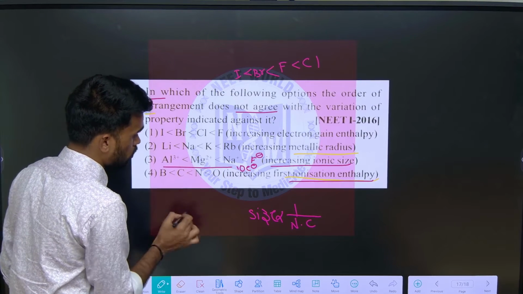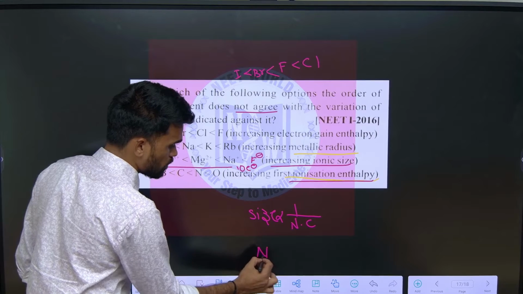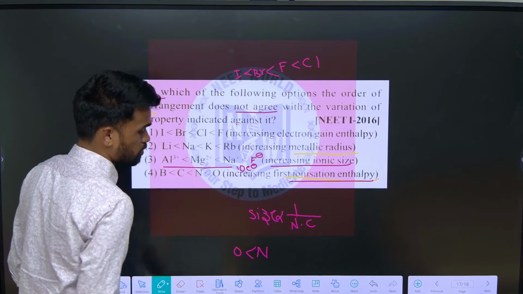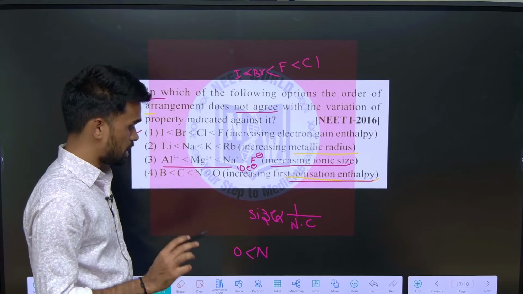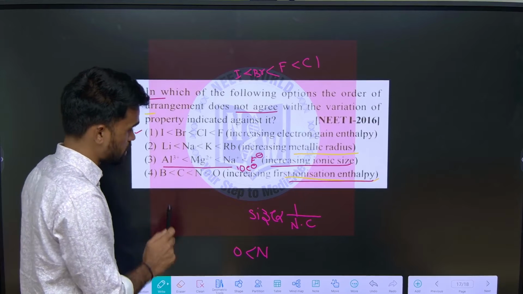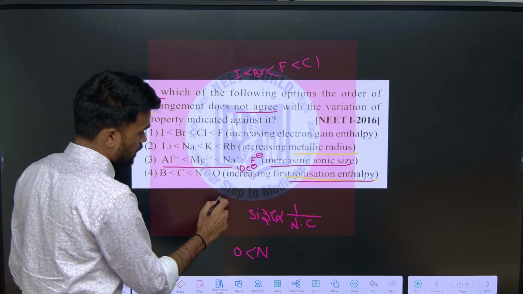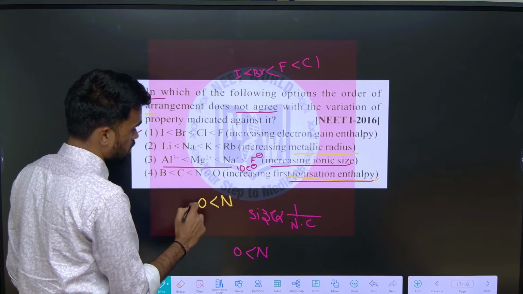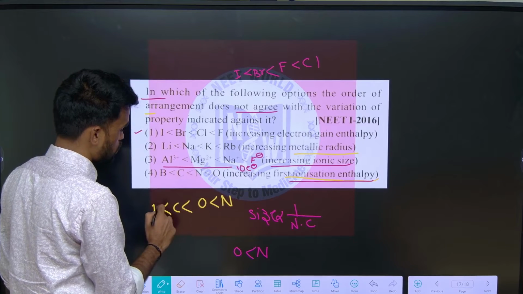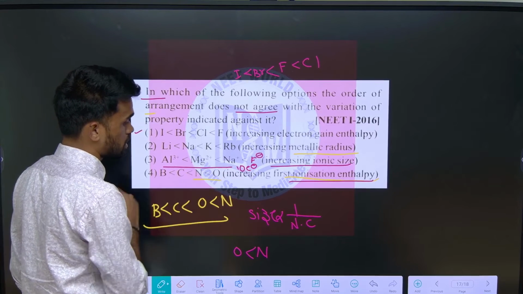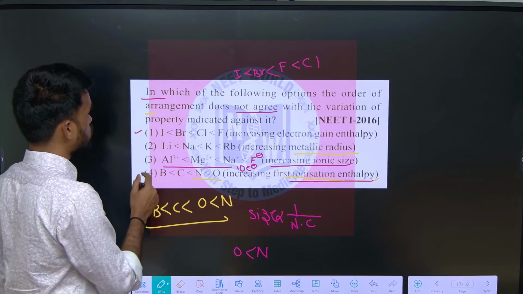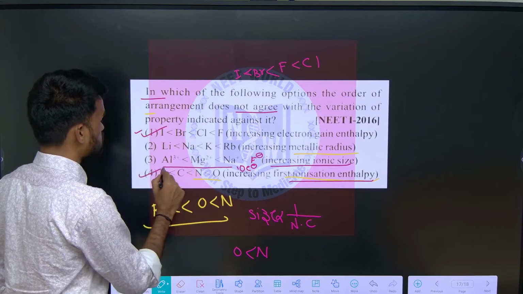See, we know nitrogen has a higher value than oxygen because of its half-filled configuration, as we discussed yesterday itself. So go and check that. It should be nitrogen more than oxygen, then carbon, then boron. It should be like this, but the order is given incorrectly. So you have to choose option number 1 and option number 4.